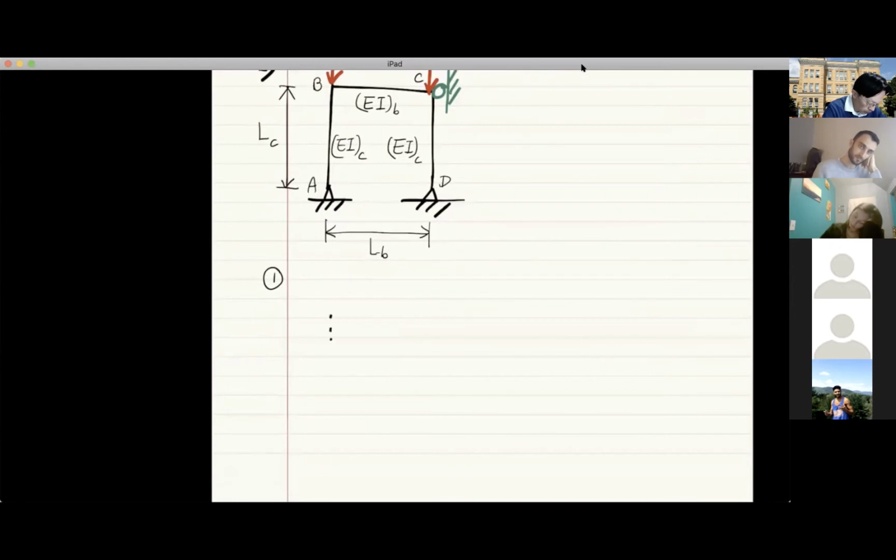We can assume that this is the original configuration at the boundary. So how does it deform? Well, you can use either way. And if I use the approach which is the same as the one defined by the textbook, we're going to assume that this column is going to deform like this.